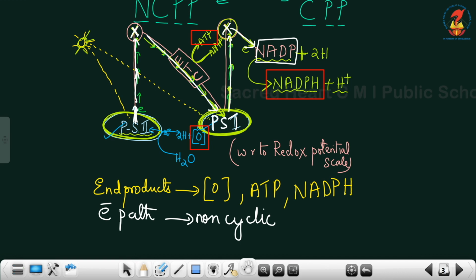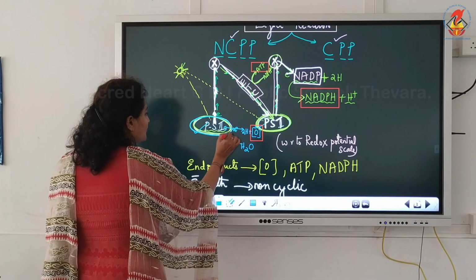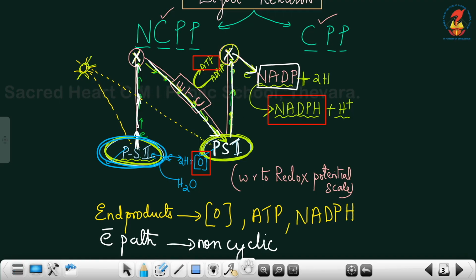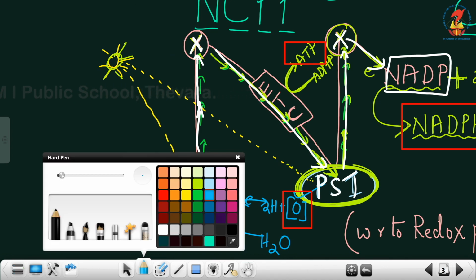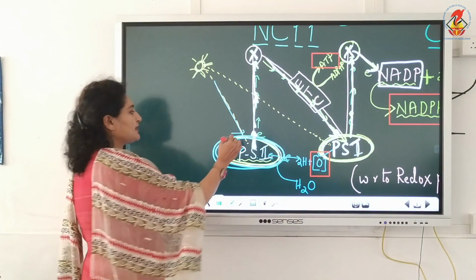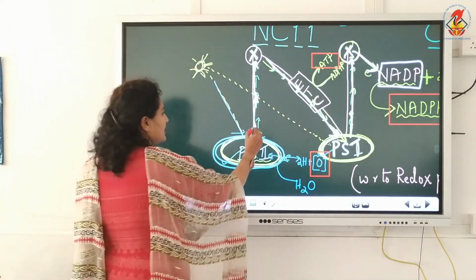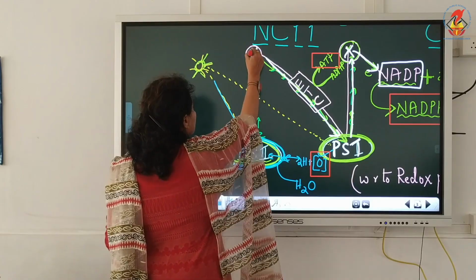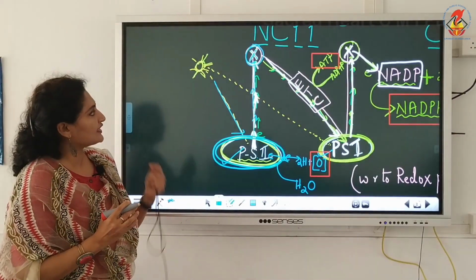So now I am reiterating, a recap of the process. First, photosystem 2 is illuminated by the sun's light. And when photosystem 2 is illuminated by the sun's light, an electron is excited. When it is excited, it is emitted and it is accepted by an electron acceptor. Clear?